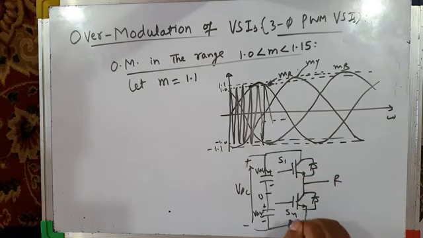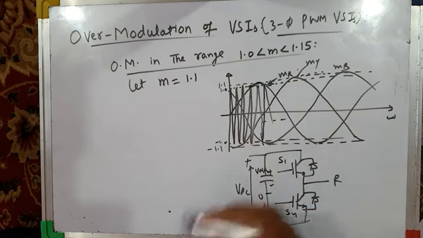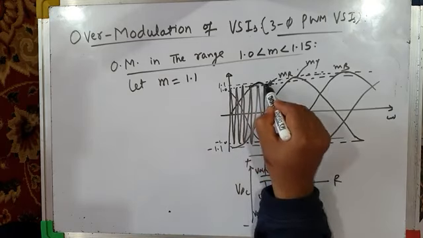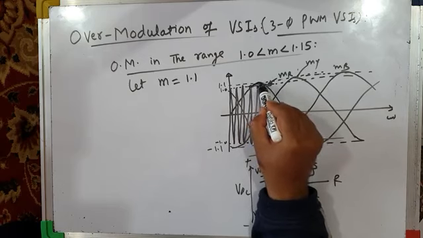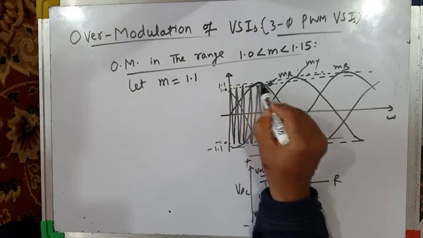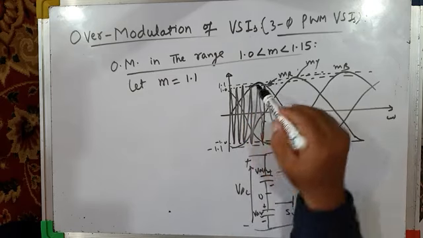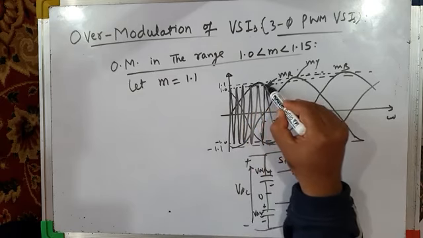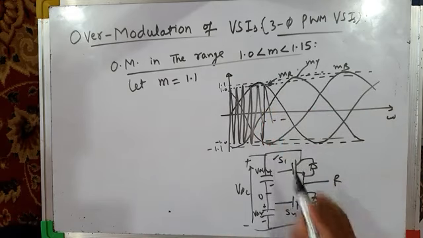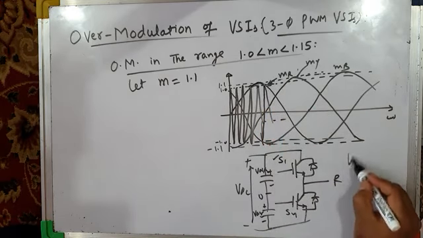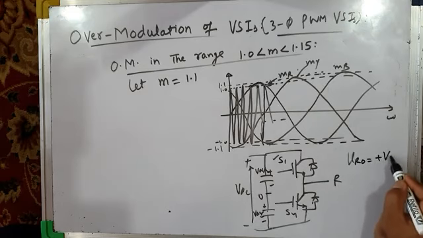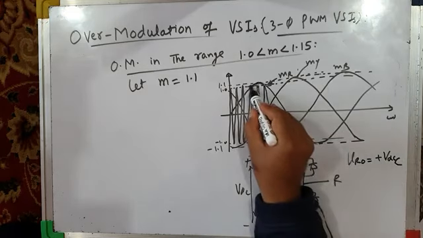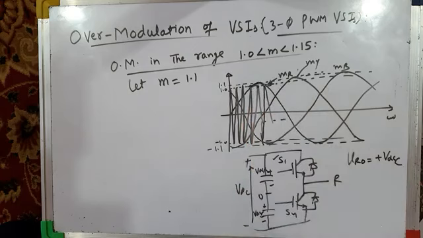S1 is on, then S4, then S1 again, then S4 again, and so on. But from this instant to this instant, the peak of modulating wave MR is greater than the peak of the triangular carrier wave. So that means from this instant to this instant, the modulating wave is greater than the carrier wave. So the top switch will remain on. And when the top switch remains on, what will be the pole voltage VRO? It will be plus VDC by 2, and there will be no switching from this instant to this instant.